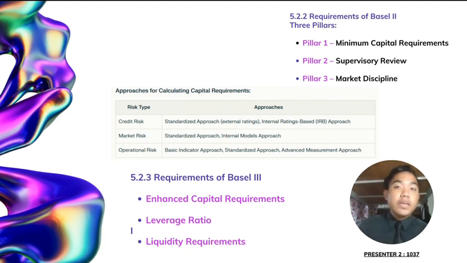And the next is requirements of Basel 3. The first is enhanced capital requirements, meaning higher quantity and quality of capital, especially tier 1 capital. And the second is leverage ratio. Leverage ratio means introduction of a non-risk-based leverage ratio to limit asset borrowing. And the last but not least, liquidity requirements: liquidity coverage ratio, LCR, and net stable funding ratio, NSFR, to ensure banks can withstand short-term and long-term liquidity shocks.